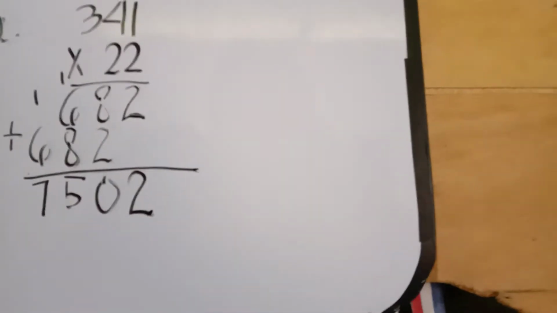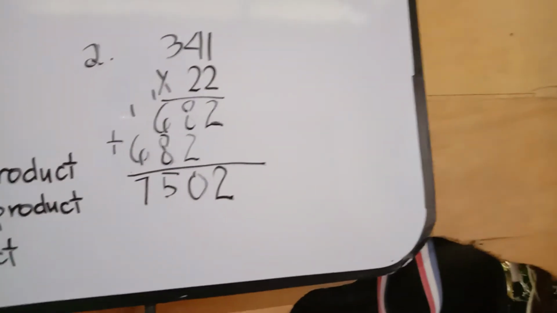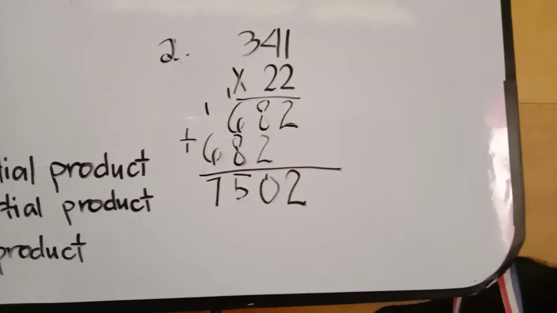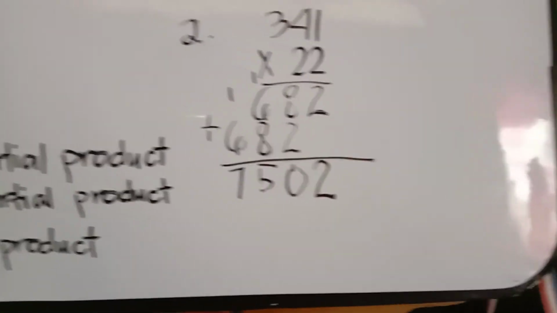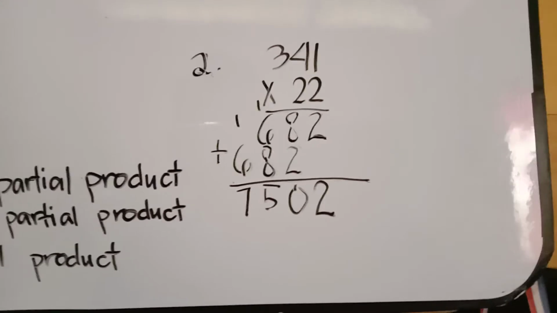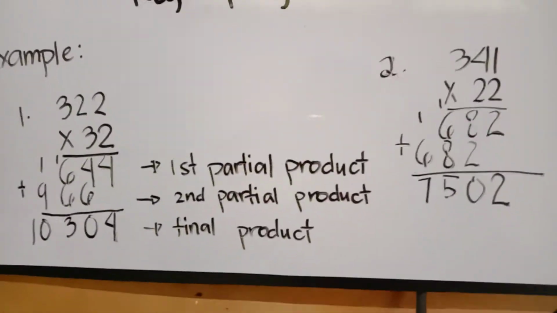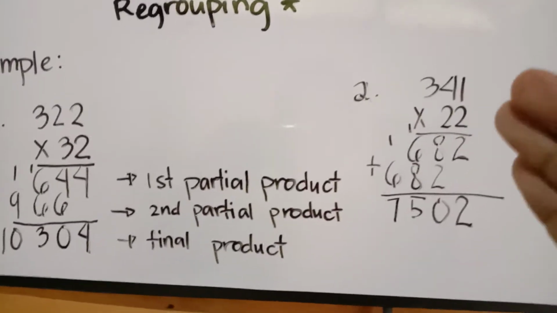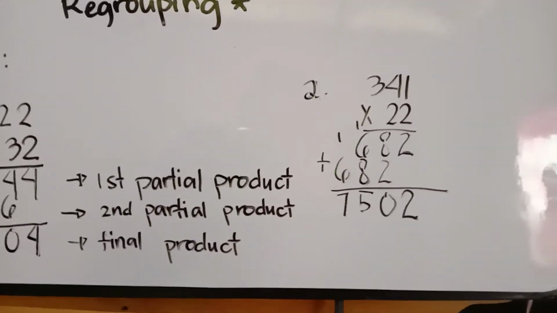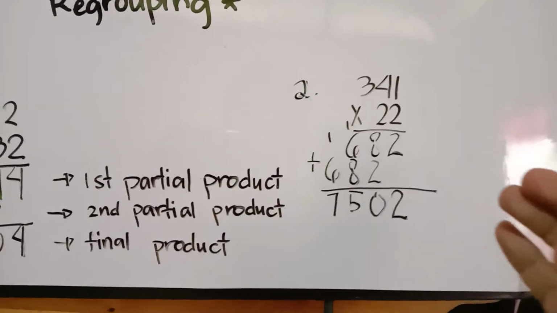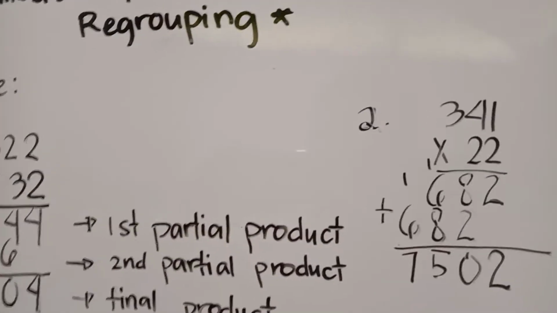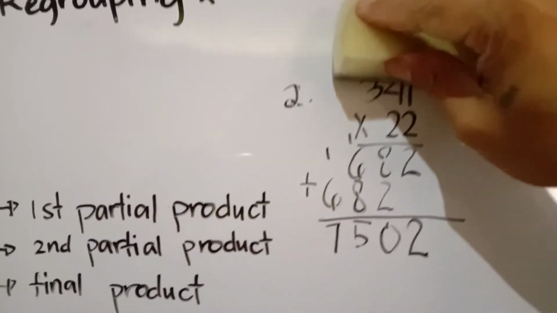So therefore, the product of 341 and 22 is 7,502. Okay? So these are examples of multiplying numbers up to 3 digits by numbers up to 2 digits without regrouping. Okay. Now let us proceed with regrouping.